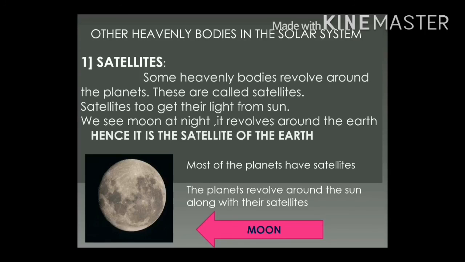We see the Moon at night. Everybody knows the Moon and everybody has seen the Moon. We see the Moon at night and it revolves around the Earth. Hence it is the satellite of the Earth. As the Earth is revolving around the Sun, the Moon is also revolving around the Earth. The Moon is the satellite of the Earth. The Moon also gets light from the Sun.